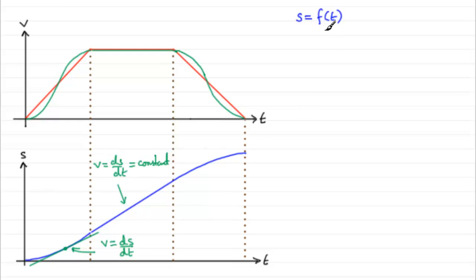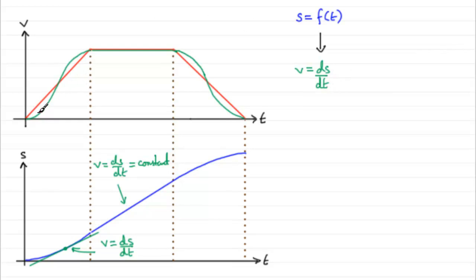So in other words, if we want to find the velocity from any displacement time graph, then all we need to do is differentiate the displacement time graph with respect to time, ds by dt.